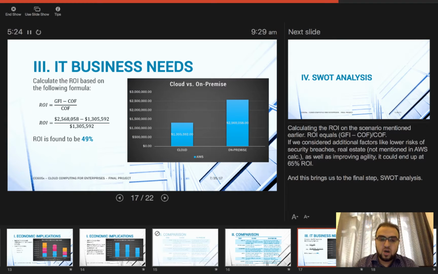If you took some other items that are hidden in the consideration, like the real estate, which is not mentioned in the AWS calculation, as well as the improved agility and fewer risks of security breaches, all this can be added and we can end up with 65% return on investment. And this brings us to the final step, the SWOT analysis.